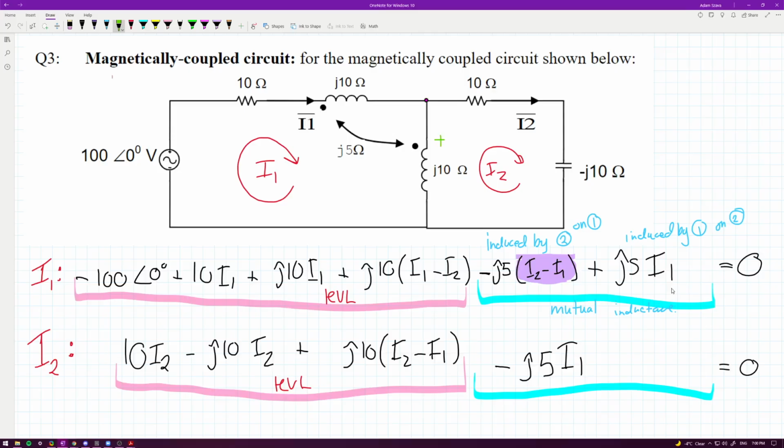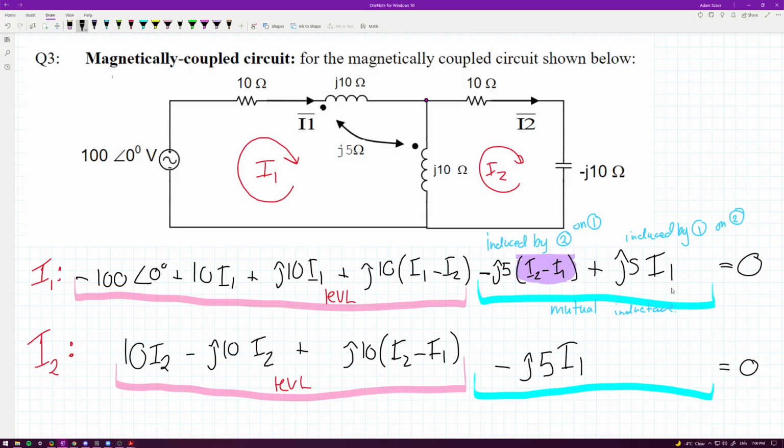So for this one here, there's going to be an additional J5I1 created right there. How did I get that? J5, what's inducing it? I1. J5I1. And then it's going to be that polarity because of the dot convention. And then you have that there. And so that's what's going to contribute to that right there.